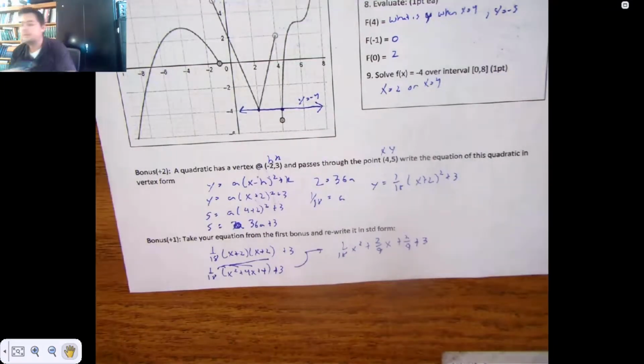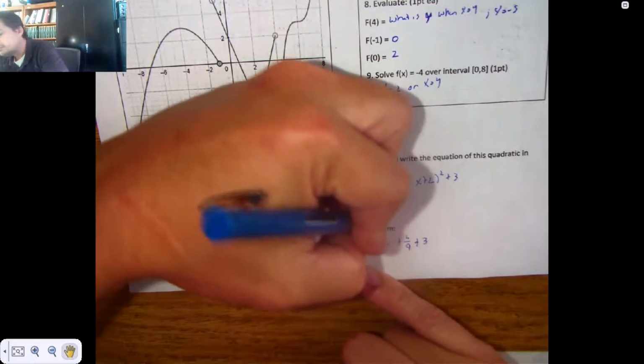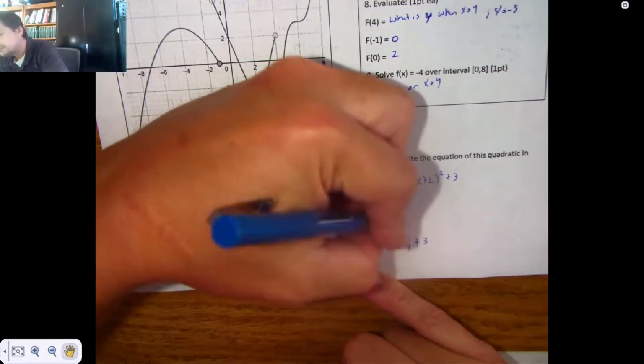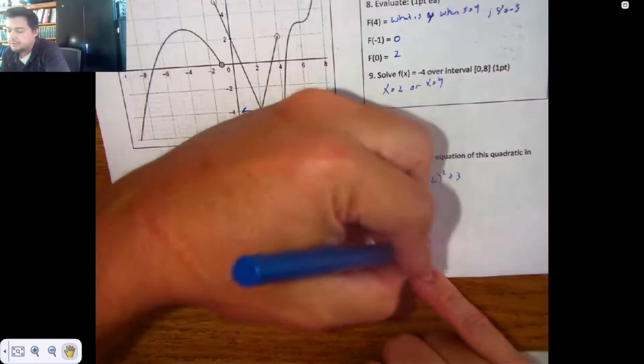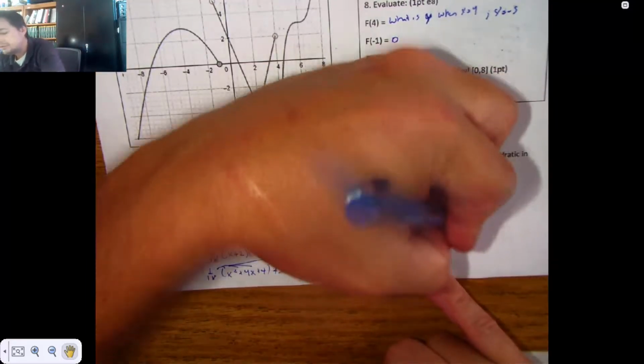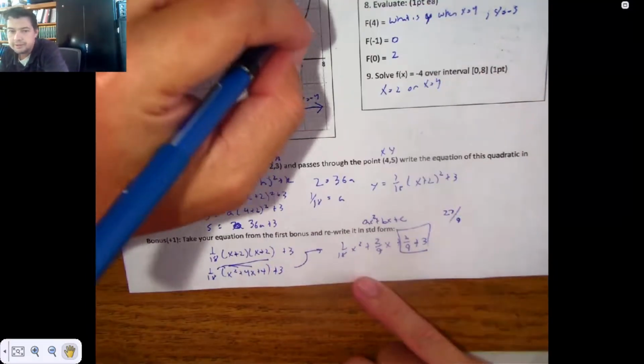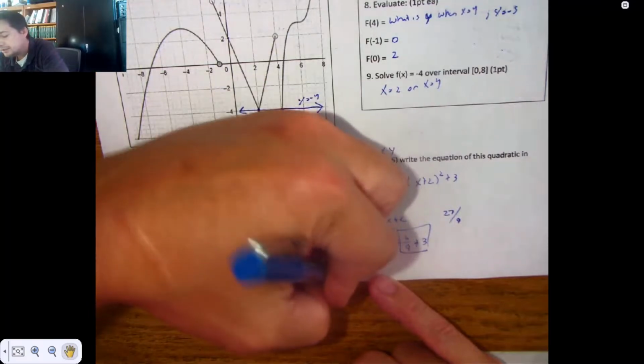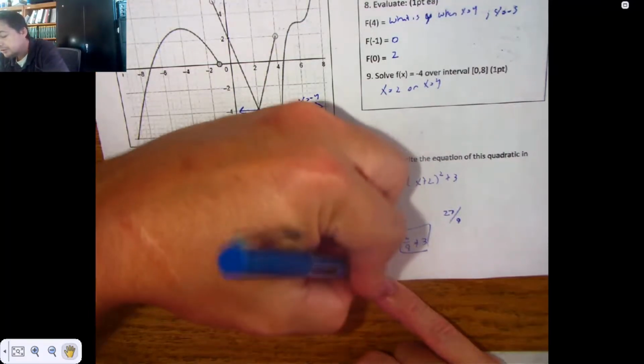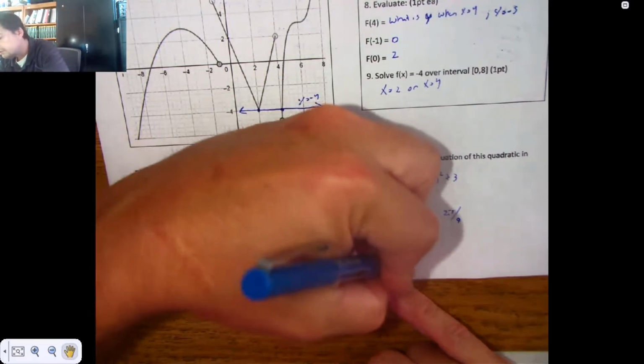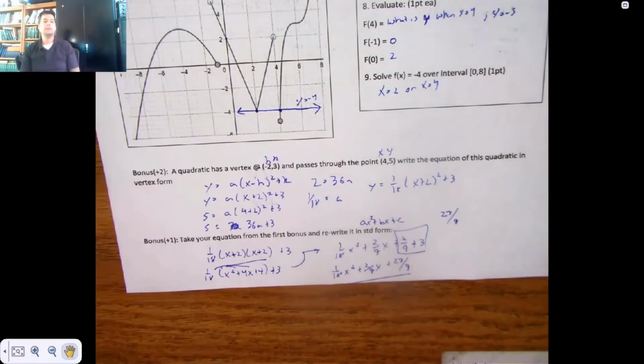By the way, standard form, I should have written as ax squared plus bx plus c. So the last thing to do is put those two pieces together. 3 is 27 ninths. So 2 ninths and 27 ninths makes 29 ninths. So 1/18 x squared plus 2 ninths of x plus 29 ninths. And there you go.